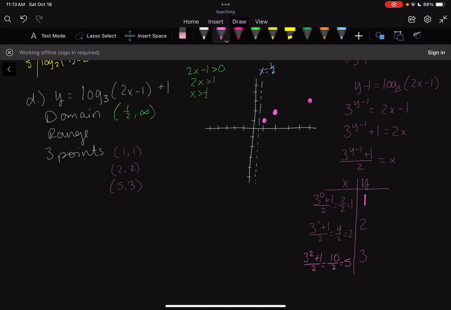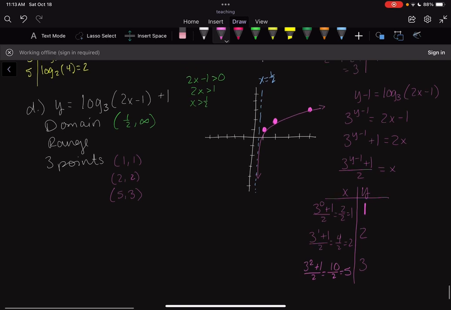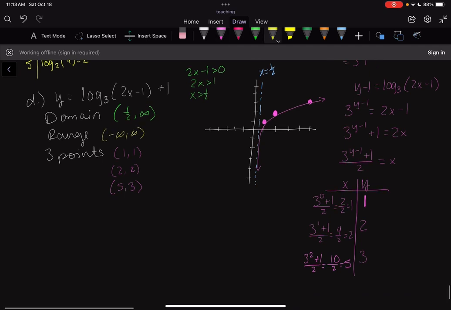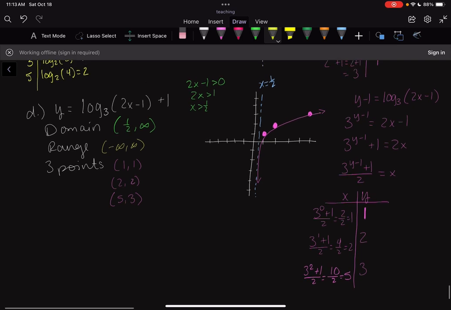And I know that I can't go past my asymptote, so I know that my graph looks something like this. Now that was a fairly hard one. Range is still negative infinity to infinity. We were able to plug in whatever y we wanted, and we can see that the arrows go up and down.